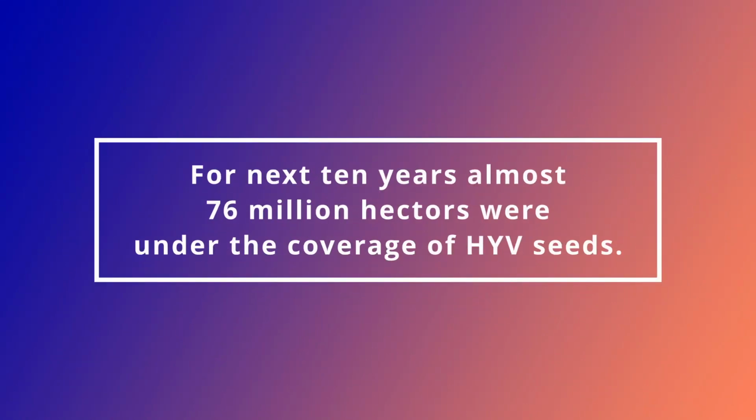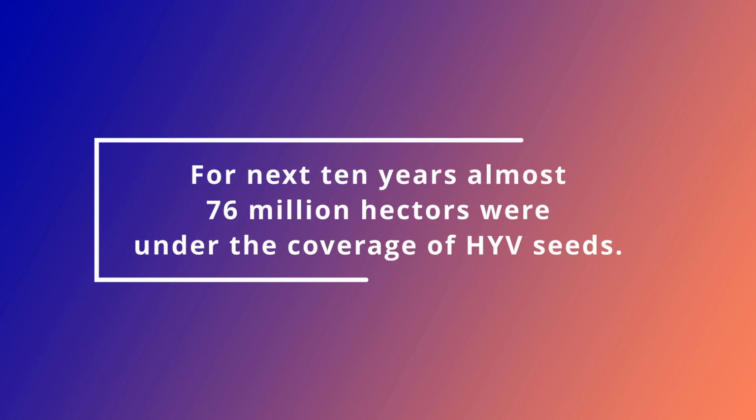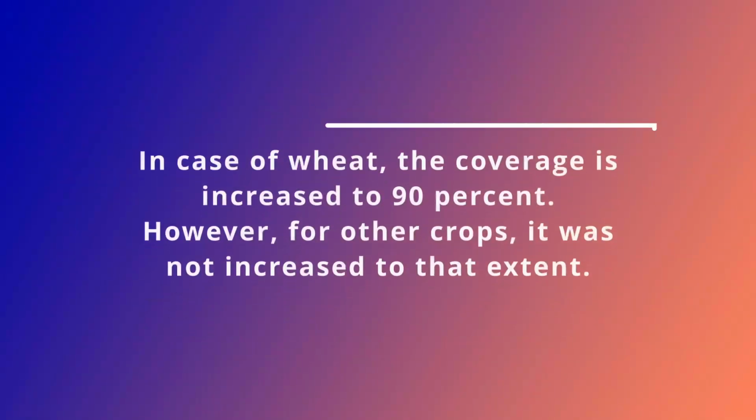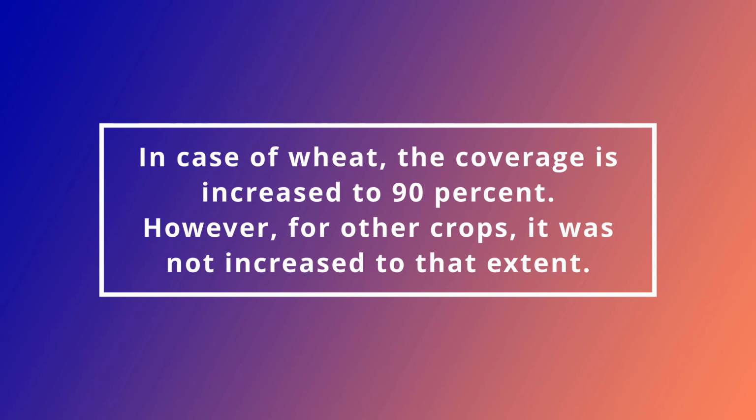Within the next 10 years, it is seen that around 76 million hectares of agricultural land of this country was under the HYV seeds. But if we again disaggregate the impact of the HYV seeds for different types of agricultural production, then we can see it is almost 90% successful in case of wheat production only. All other productions didn't get that much success. Only wheat production across the country is getting the full positive effect of the high yielding variety seed.